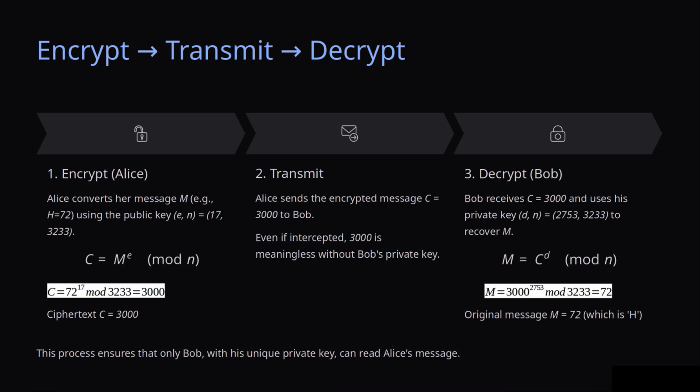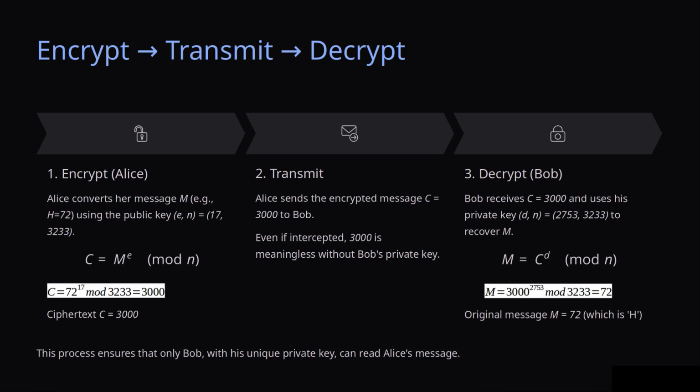And this is where now everyone receiving 3000 sees the number 3000 and just doesn't know what it means, how it's encrypted, how they can read it. So Bob receives this C that is 3000, and even he couldn't just read it, he has to decrypt it now. Therefore, he uses his private key, d, n, which is equivalent to 2753 and 3233, to recover m. And m is the equivalent of c to the power of d mod n.